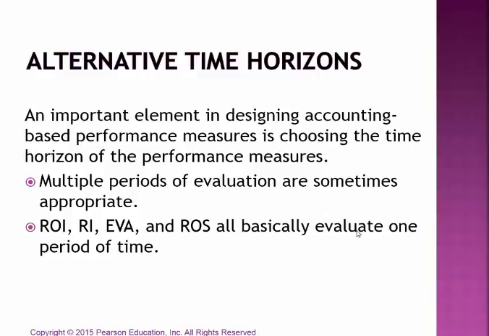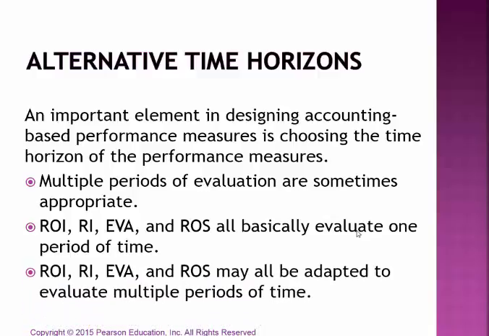All four of the ones that we have looked at thus far in this chapter all evaluate one period of time. Again, think of the fact that many of these had income. Are we talking income for a period of a month, a year? What are we looking at? They may also be adapted to evaluate multiple periods of time. Could we not add up multiple years' worth of net income? Yes, we could. Could we add up multiple years of operating income? Yes, we could.